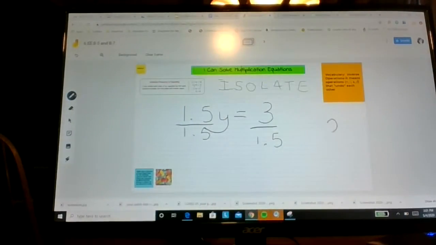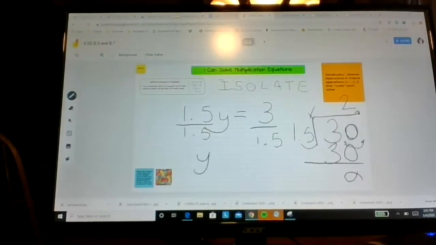So now if I take 3, top number goes in the box, and I divide by 1.5. First, I've got to move my decimal. Move my decimal, add a 0, bring your decimal up. Okay, now 15 goes into 30 2 times. 15 times 2 is 30. That makes nothing. So y then is going to be equal to 2.